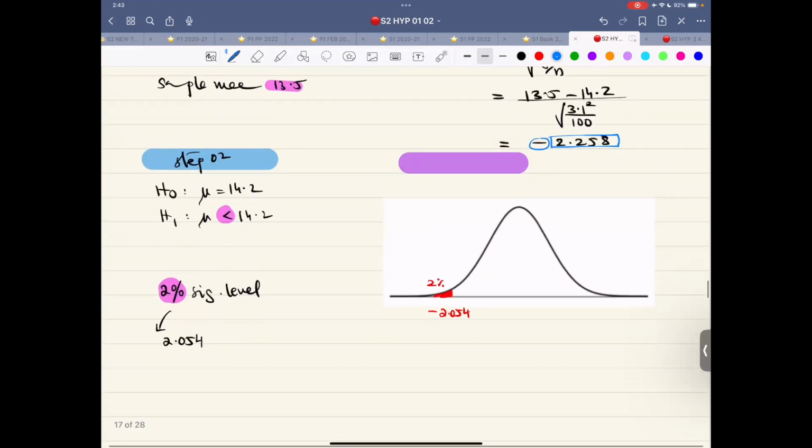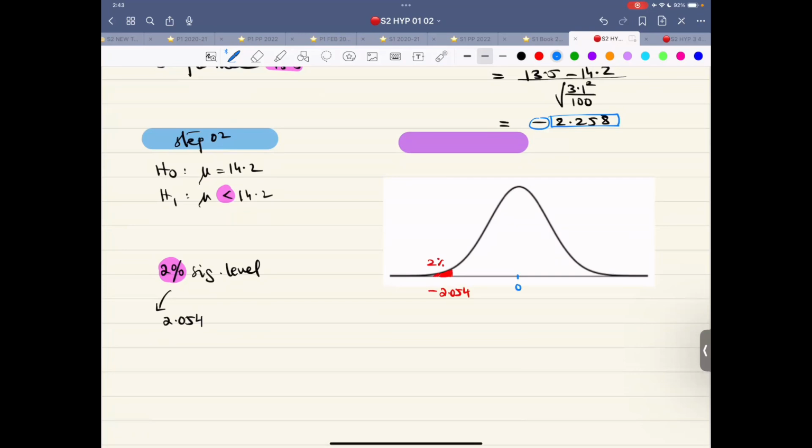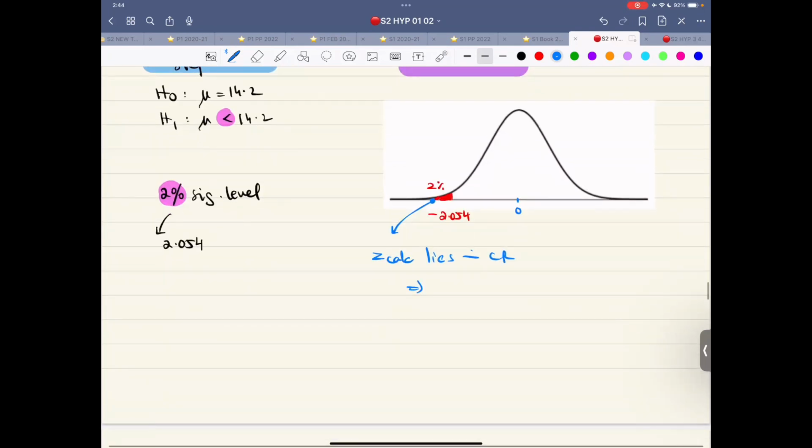2.258 with a negative sign. Over here is 0. That means this value is right over here. So the Z calculated value lies in the critical region. Therefore, reject H0. Therefore, accept H1.